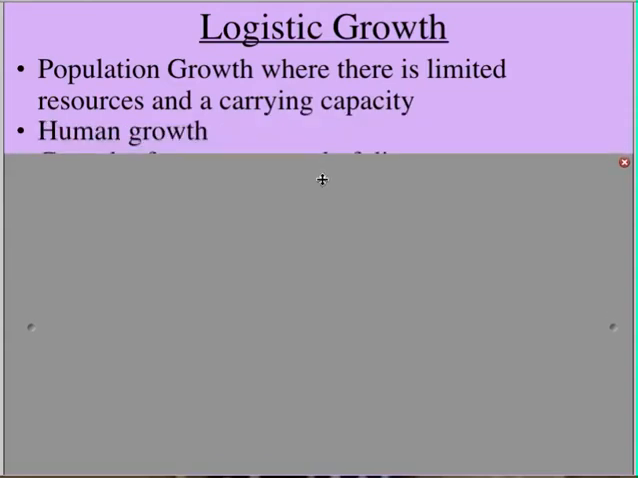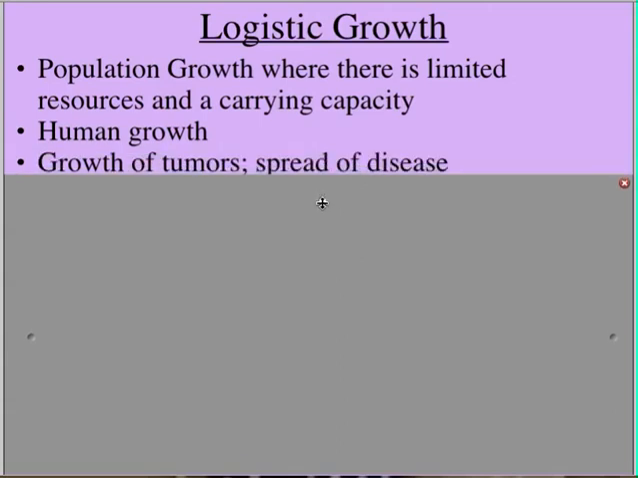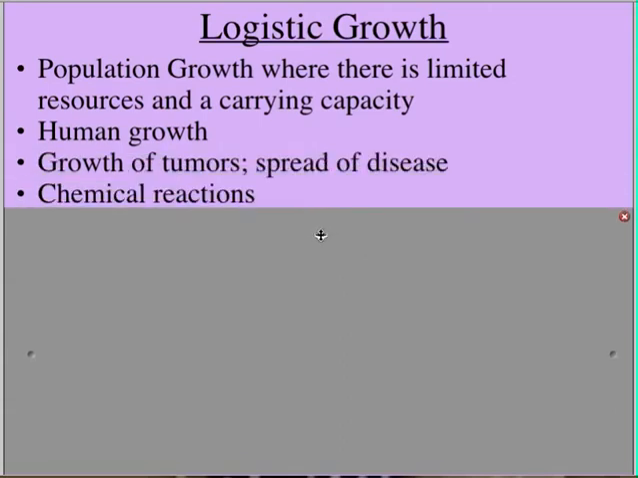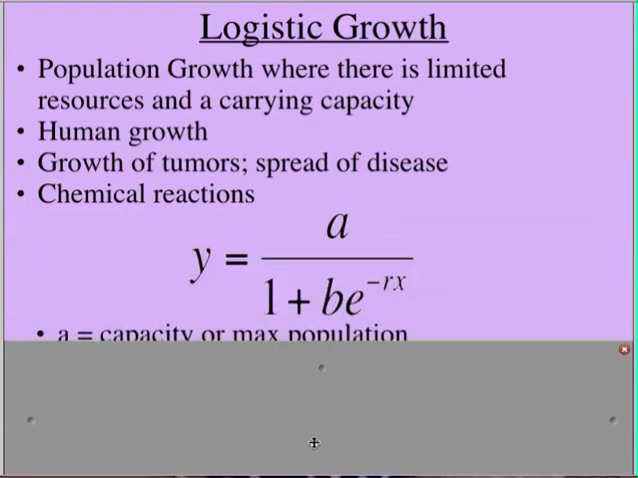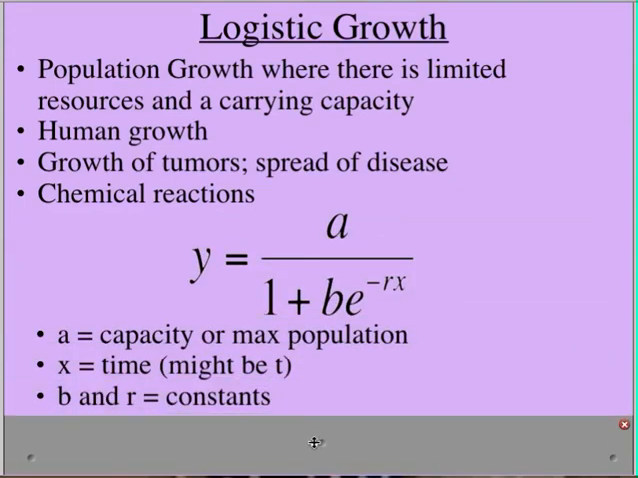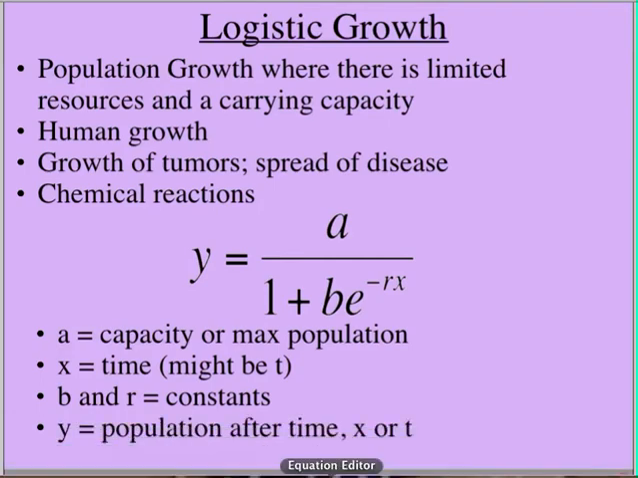Another example would be human growth. Growth of tumors or spread of disease is another one, and then chemical reactions. The model for logistic growth looks like this. Y equals A divided by 1 plus BE to the negative RX. And A represents the capacity or the max population. X represents time, that might be in T. Both B and R are constants. And then Y is the population after time X or T, whichever variable you have in there.